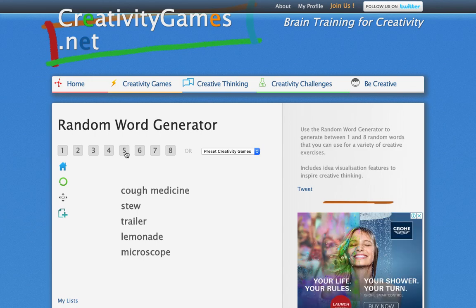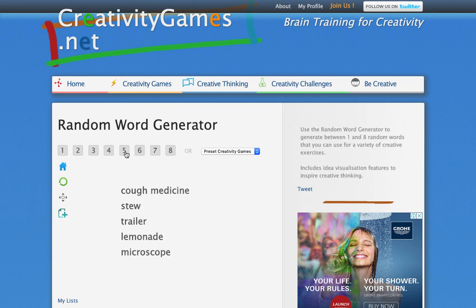Okay, so the words I have are cough medicine, stew, trailer, lemonade, microscope. What? Okay, let me just write it down first. I forgot to take out my pencil case. Okay, so cough medicine, the usual thing.